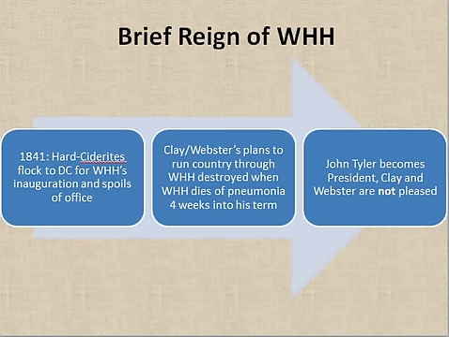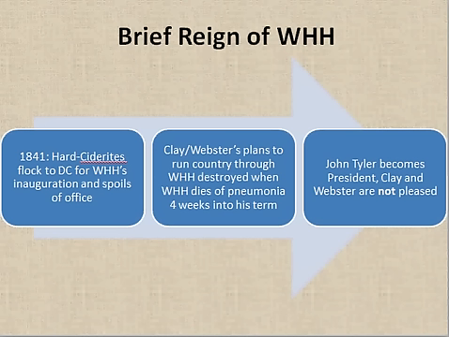In 1841, Hard-Ciderites, that's the name of the people who supported Harrison, all flocked to Washington, D.C. for Harrison's inauguration, hoping to enjoy the spoils of office, maybe get a political position. Now, the two main Whigs at this time were Henry Clay and Daniel Webster, and Clay and Webster had planned to sort of run the presidency through the old and feeble William Henry Harrison.